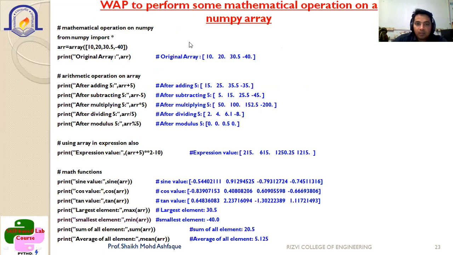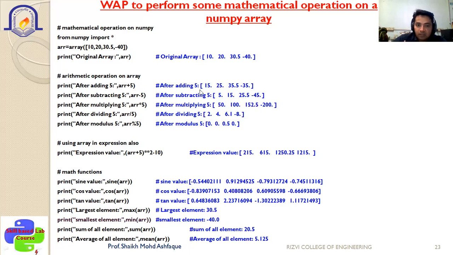Now these are some mathematical operations on the NumPy array. Basically, what operations can we perform on the array? Once again, here you use from numpy import star, then the array is inserted and named arr. Whenever you print it, you can see the output 10, 20, 30.5 and minus 40. Now we want to perform mathematical operations like addition, subtraction, multiplication, division, and modulo on each and every element of the array. At that time, you can use these.